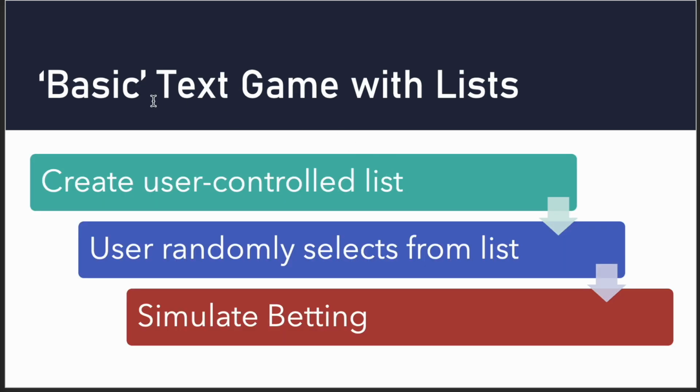In this particular case, we are going to create a basic text game with lists. So the first step is we are going to create a user-controlled list. What that means is that the prompt will say, until a particular condition is fulfilled, continue to fill this list. So the user determines how many items and what items are in the collection. The next step is that the user, or let's say another user, randomly selects an item from the list.